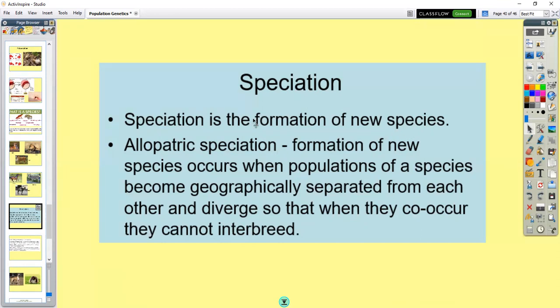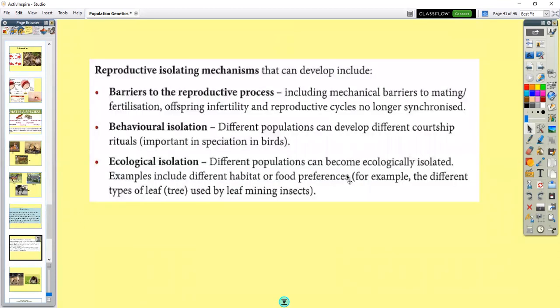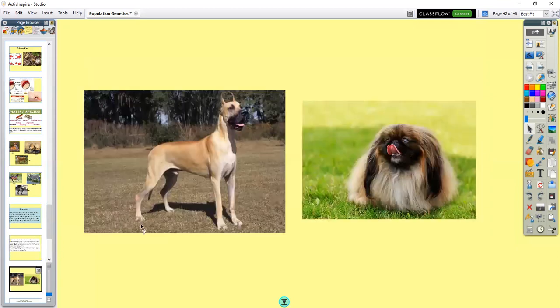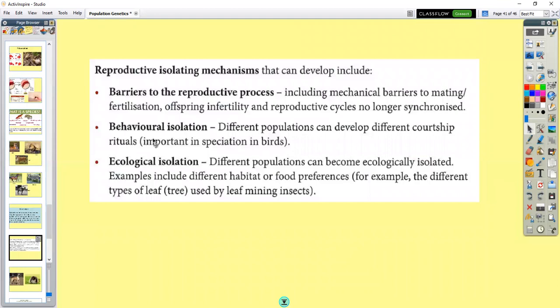And again, this requires reproductive isolation. Some of those isolations may be due to barriers to the actual reproductive process. So it could be mechanical barriers to mating or fertilization. So for example, two different species of dog, a Great Dane and a Pekingese, they have barriers to reproduction, as the pictures suggest. It could be that their offspring are infertile, as with the previous examples of the tiger and the lion there. And the reproductive cycles may not be in sync, so they can't reproduce that way.